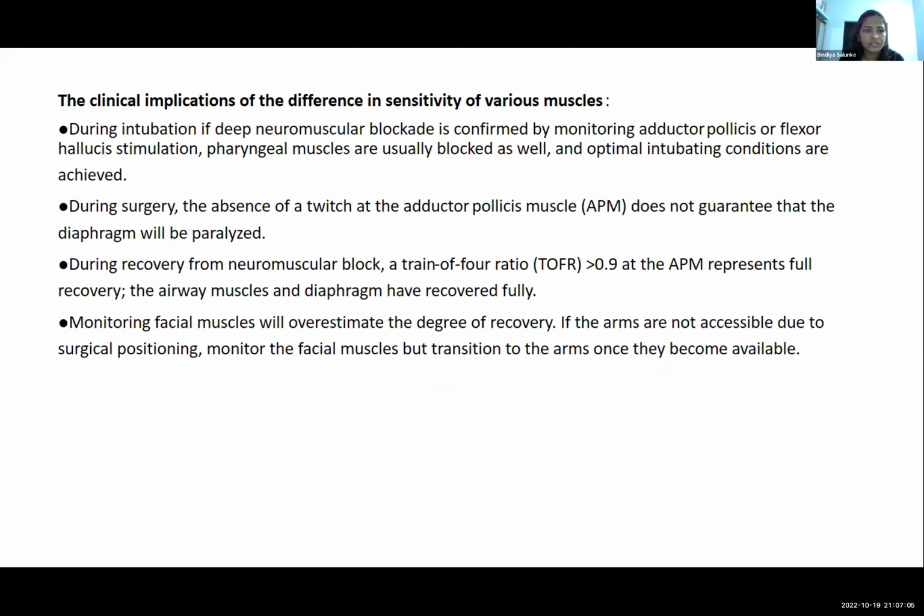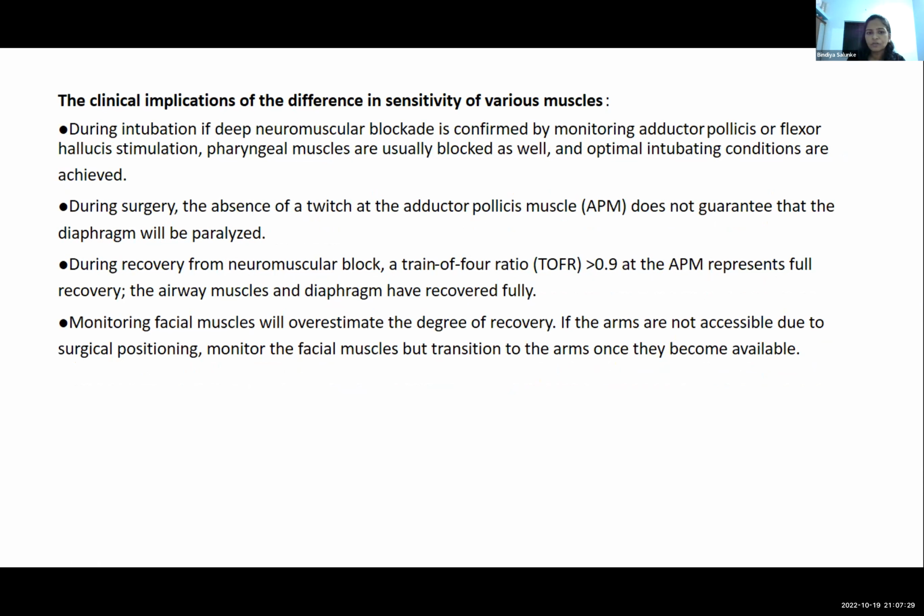What is the clinical implication of this? During intubation, if deep neuromuscular blockade is confirmed by monitoring the adductor pollicis, then the pharyngeal muscles are adequately blocked as well, and optimal intubation conditions are achieved. During surgery, the presence of twitch at the adductor pollicis is no longer there. The absence of this does not guarantee that the diaphragm will be paralyzed. Here, the PTC will be needed.